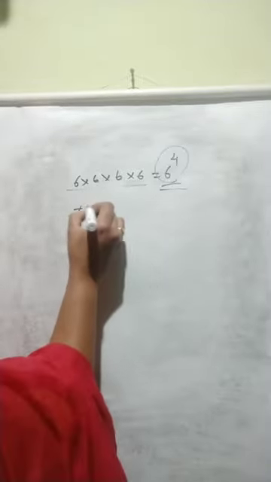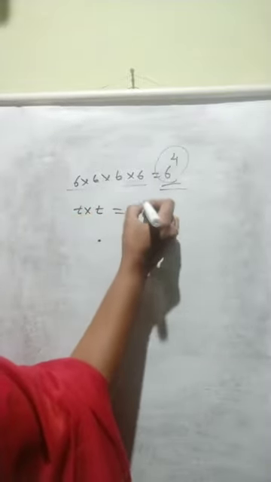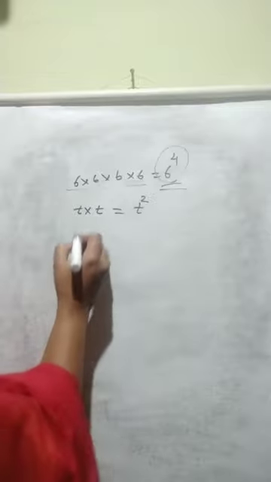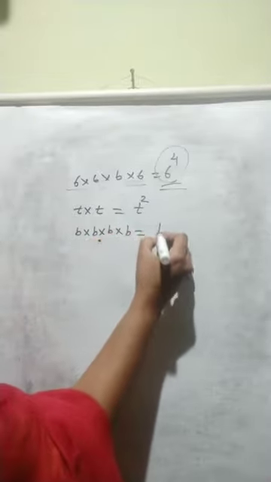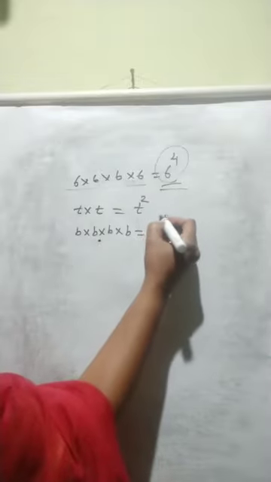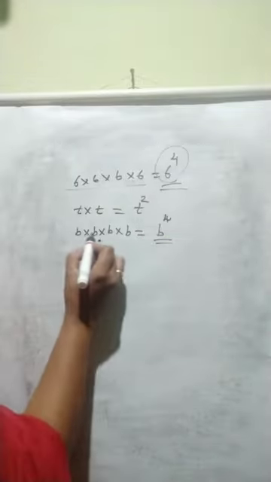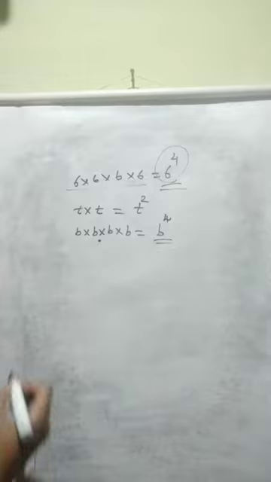Next one is t times t. That is t squared. Okay. Then b times b times b times b. How many? b raised to 4. 1, 2, 3, 4. It is a very easy chapter.